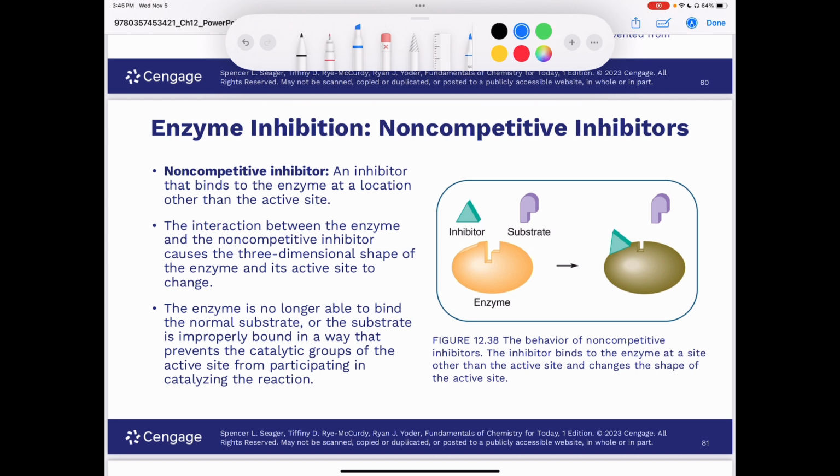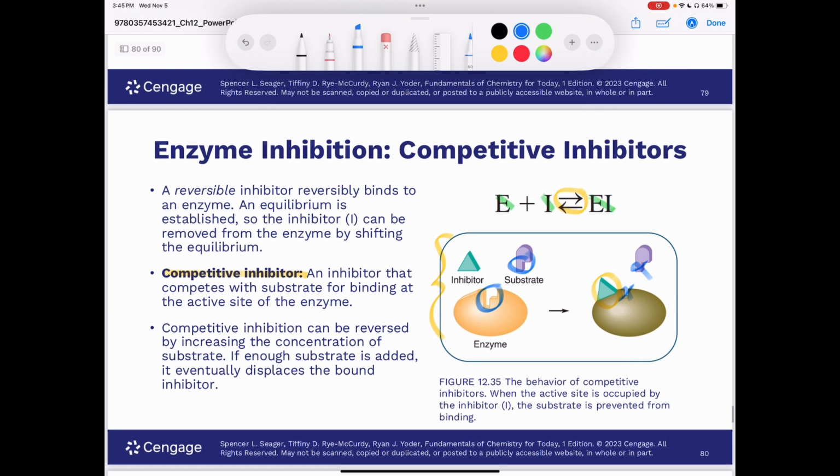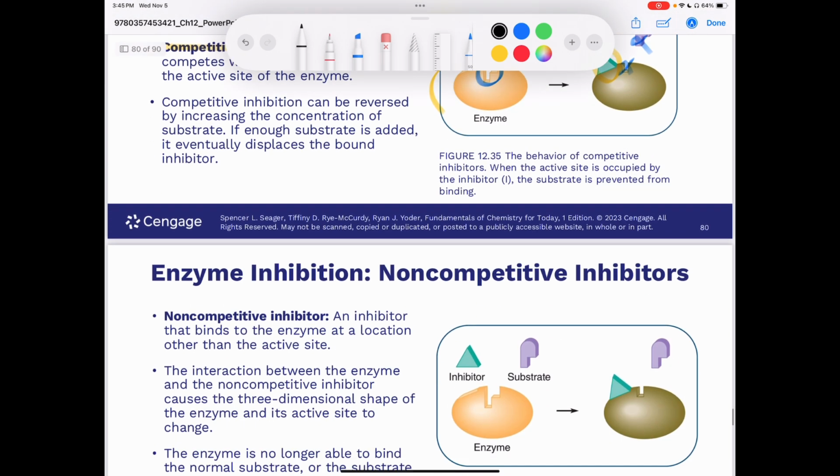And you can see that from my previous slide that this figure was actually duplicated. On the previous slide, there's actually a different figure that's shown in the textbook for a competitive inhibitor. I'll let you take a look at that on your own time, but that is figure 12.35. So what I should have had here is figure 12.35. So again, you can go back and take a look at that.